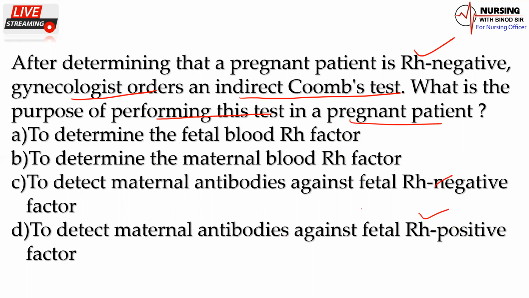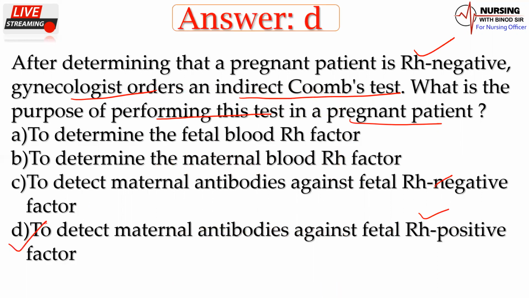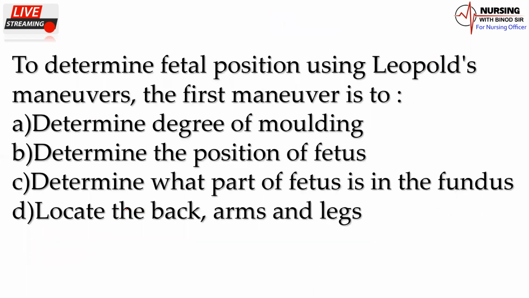So what would be the right answer to this question? Here the answer would be the D option: to detect maternal antibodies against the fetal Rh positive factor. Always remember this one. Okay, now we'll come back to the next question.